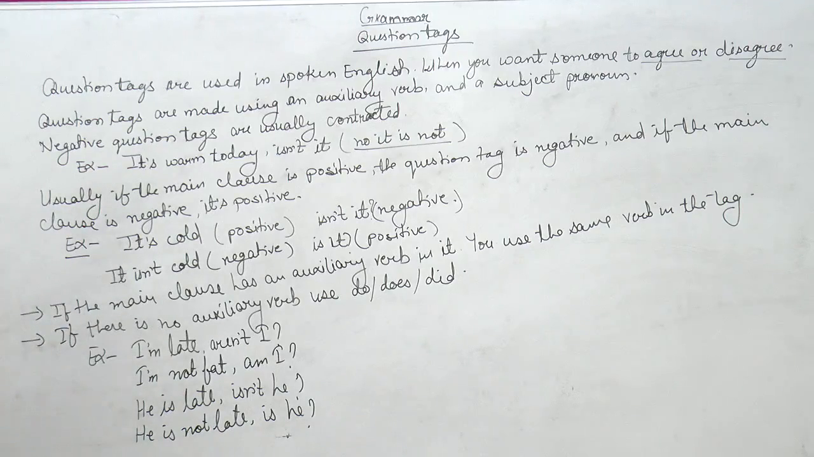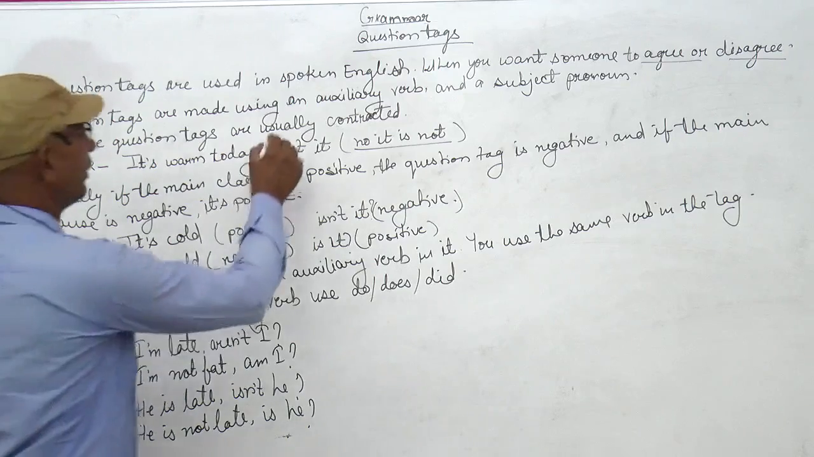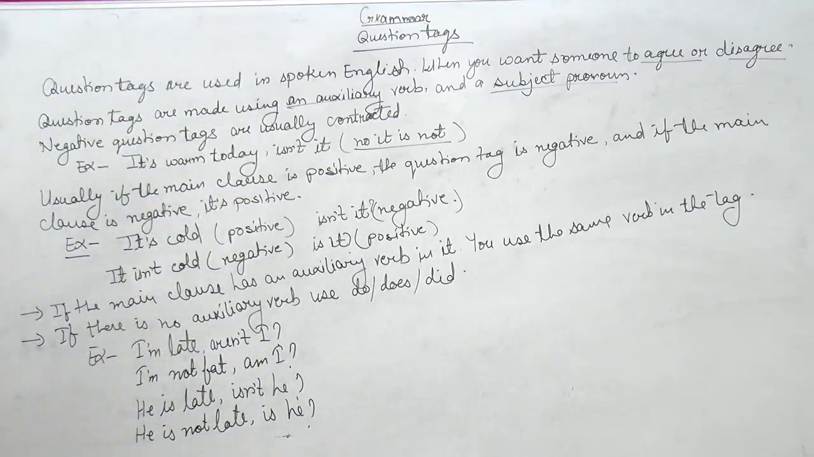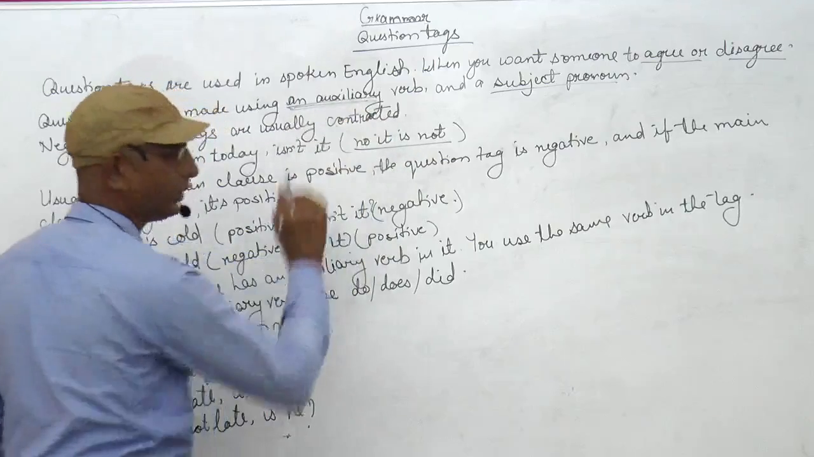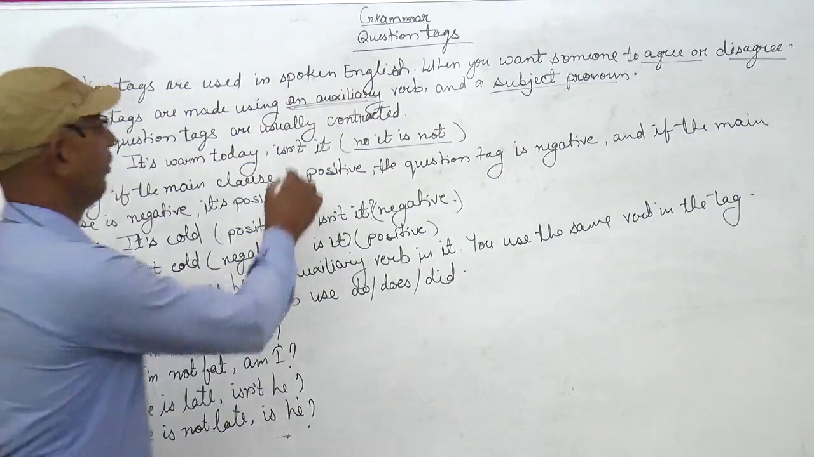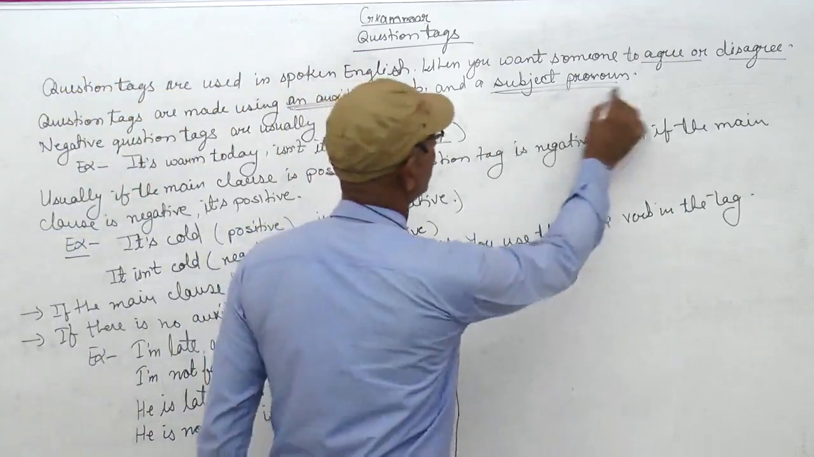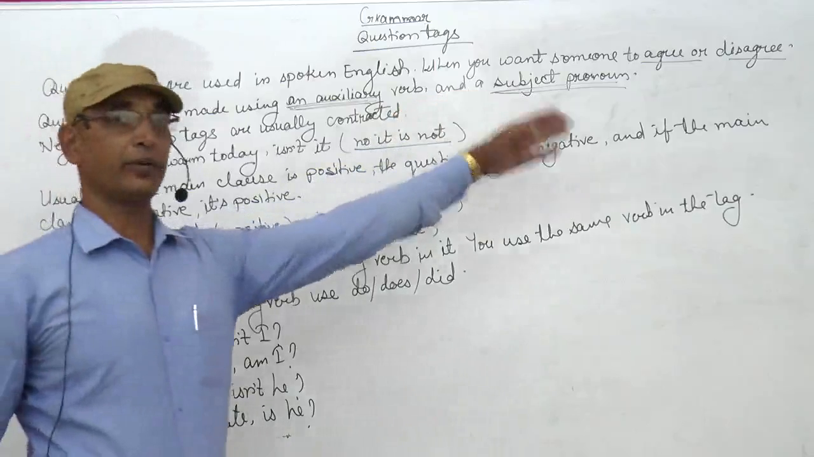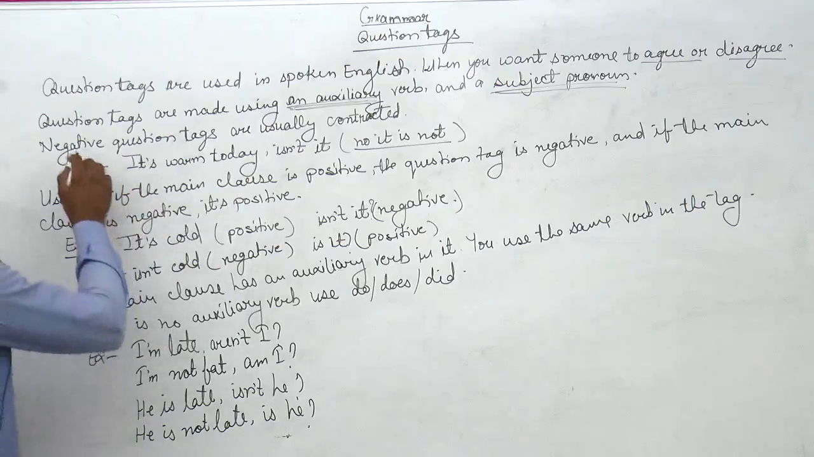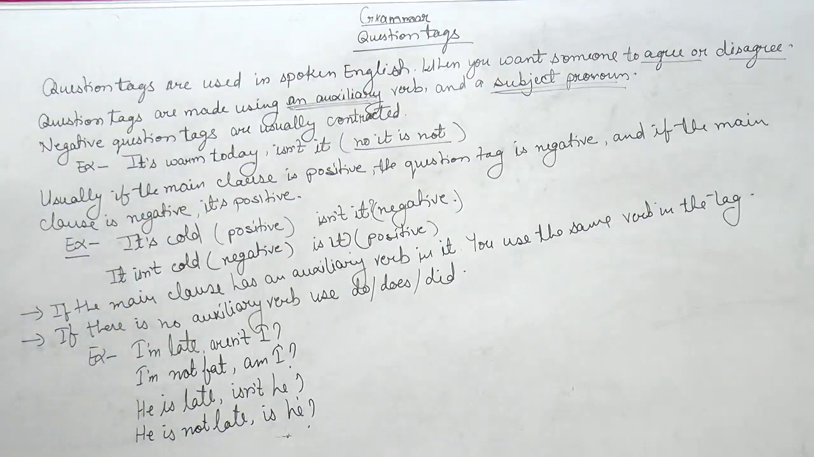Question tags are made using an auxiliary verb and a subject pronoun. Only two things are used in question tags. First is the auxiliary verb that is given in the statement, and if not given, use do, does or did as we use in simple sentences. Second is the subject pronoun. According to the subject we use the pronoun in the question tag. And negative question tags are usually contracted, means they are written in short form, not in full form.